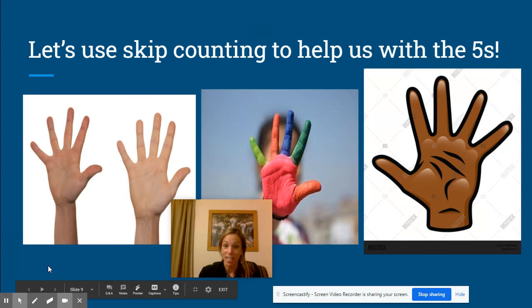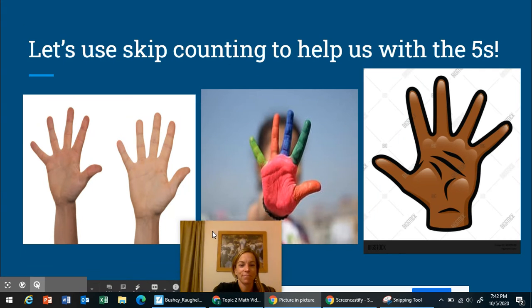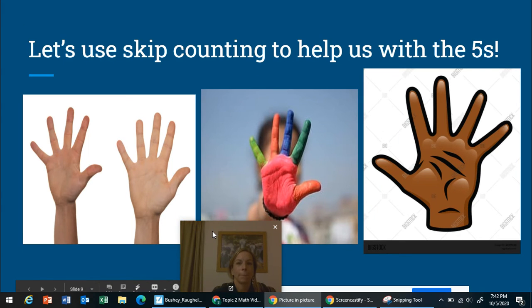Okay, so just like we did, I wanted to make sure you were warmed up for this page. We are going to skip counting by 5. So look at these pictures of these hands. How many fingers are there in all? I'll give you about 5 seconds. Okay, you should have said 20 fingers.